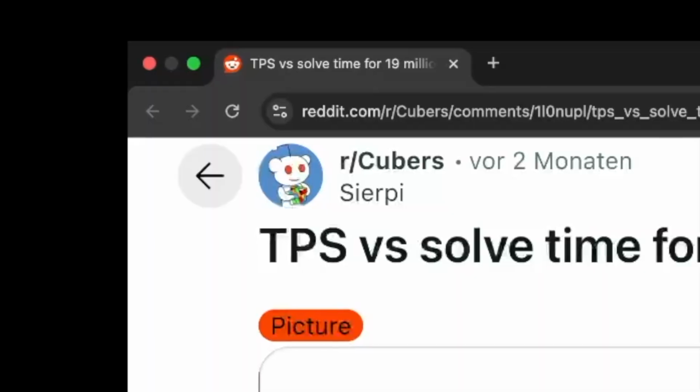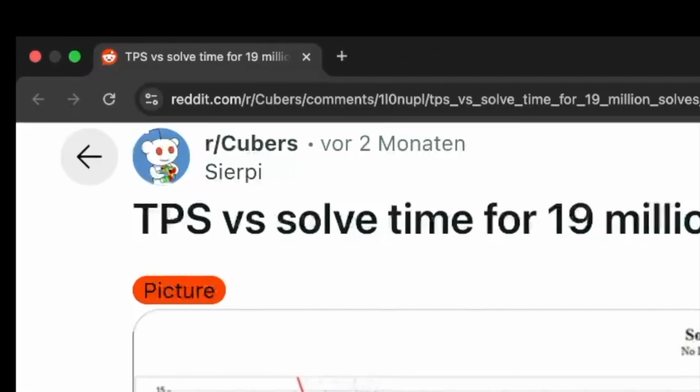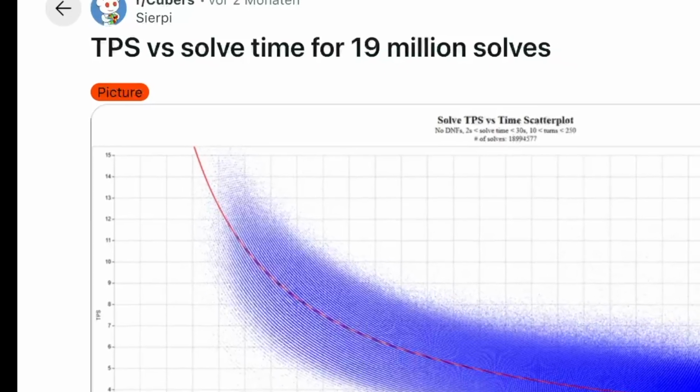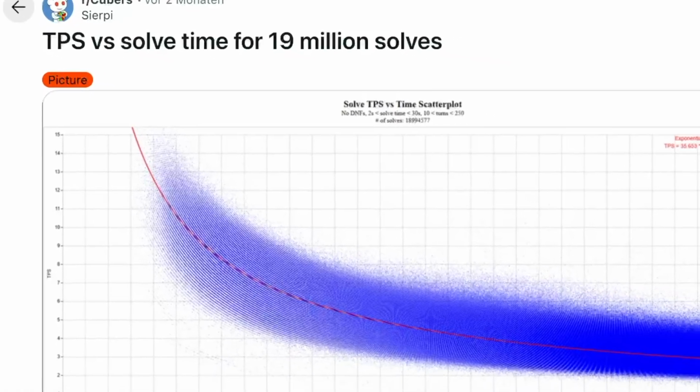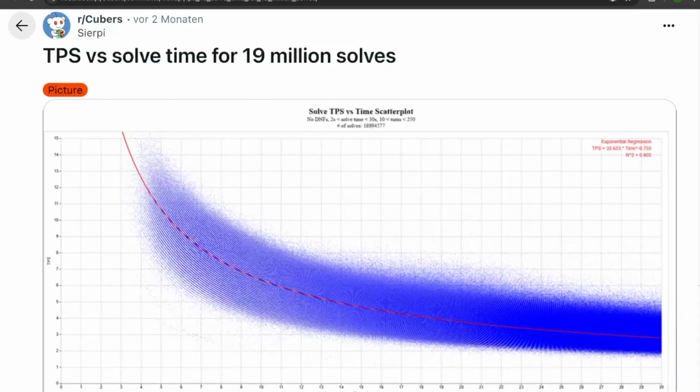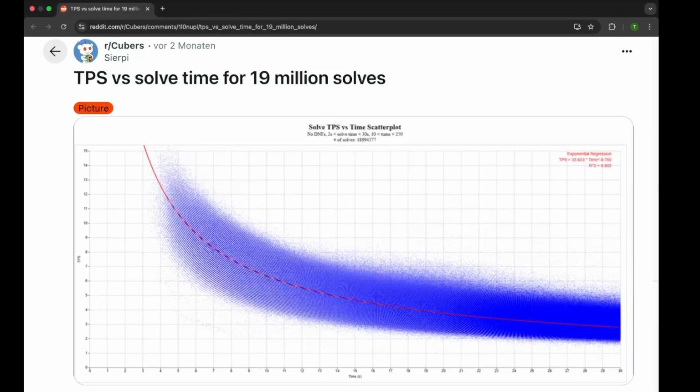All of this started when I saw this post of SierpinskiBrot on Reddit, link in the comments. He posted a graph that showed TPS versus solve times on over 19 million solves. Knowing how much this data is worth, we immediately contacted him and asked him where he got it from.